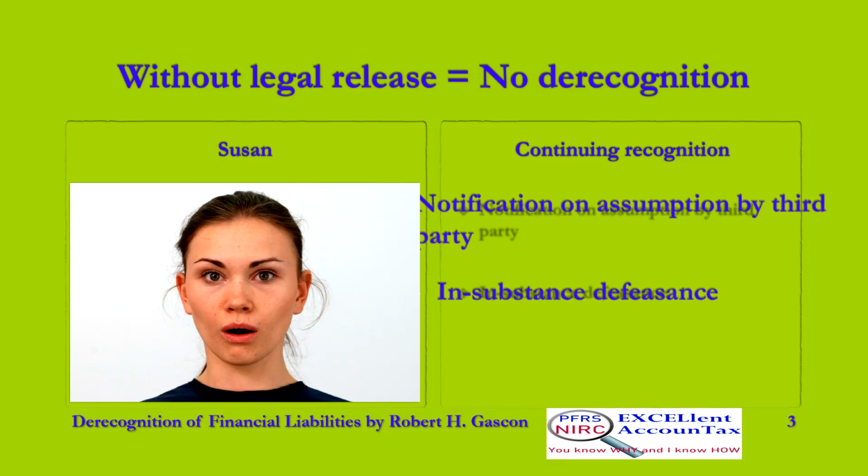Without legal release by the creditor, the financial liability, or part thereof, is not derecognized, despite any of these occurrences. When financial liabilities are exchanged, or modified, how are the debt extinguishment gain, or loss, the debt modification gain, or loss, or the adjustment against the amortized cost of the original financial liability, determined?